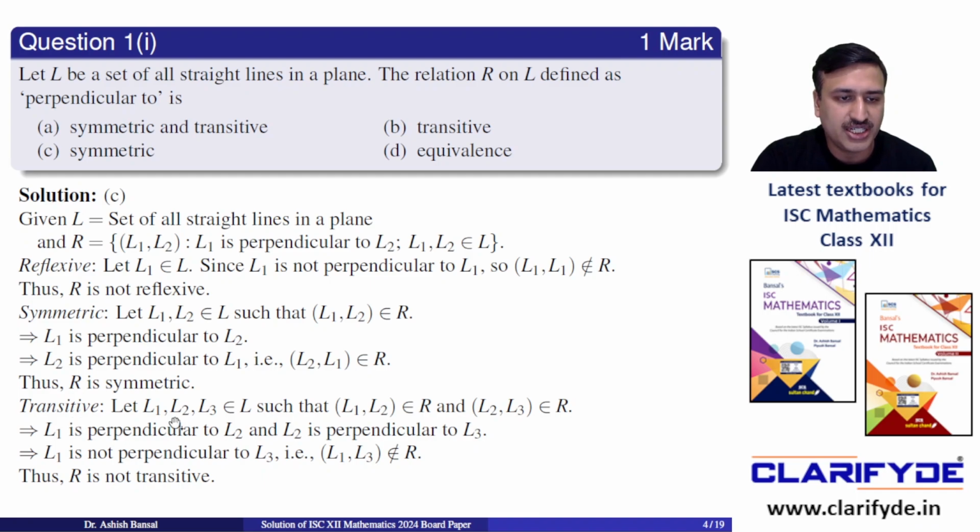For transitivity, let us take three elements L1, L2 and L3 such that L1 is related to L2 and L2 is related to L3, which implies L1 is perpendicular to L2, L2 is perpendicular to L3, but this may not imply that L1 is perpendicular to L3, that is, L1 is not related to L3, hence R is not transitive. So option C is correct, that R is symmetric.